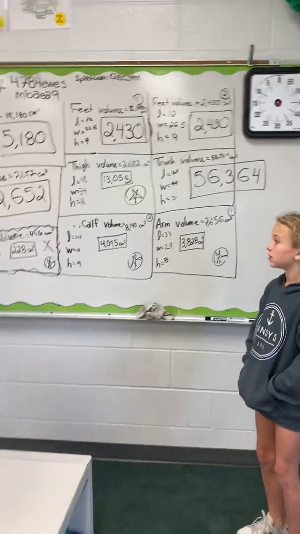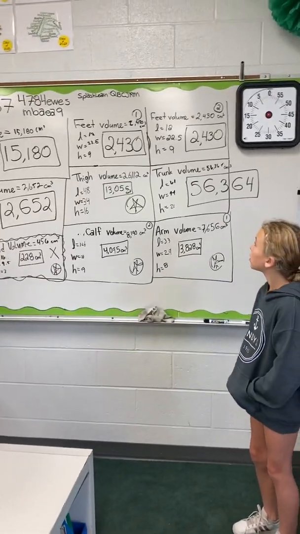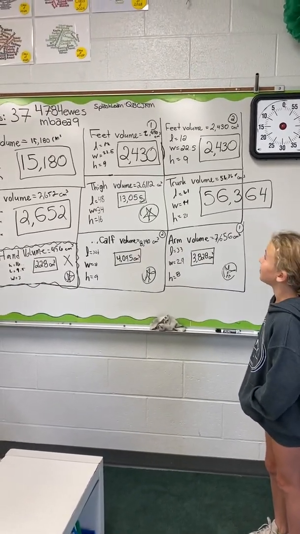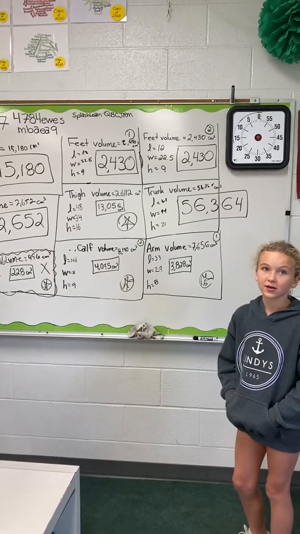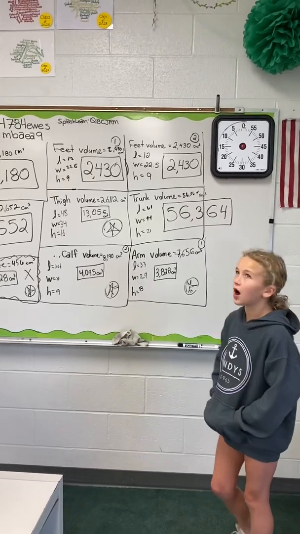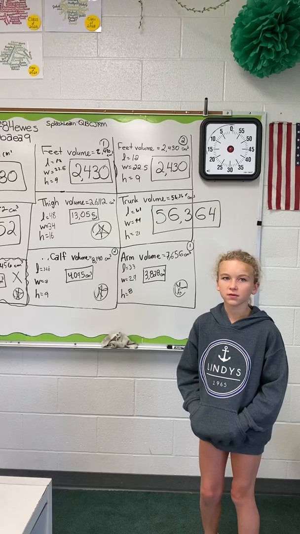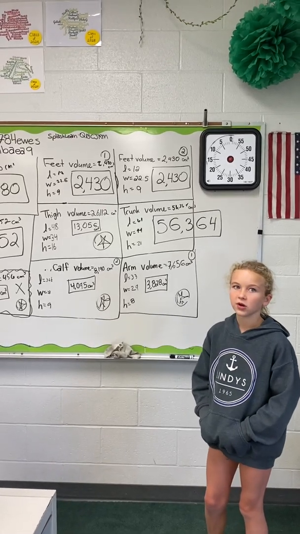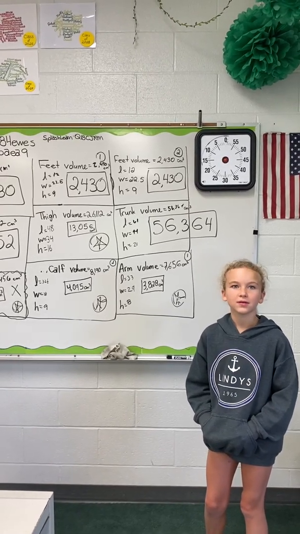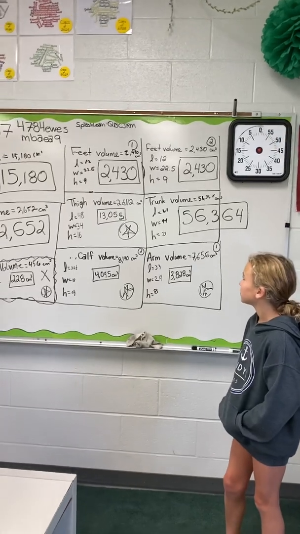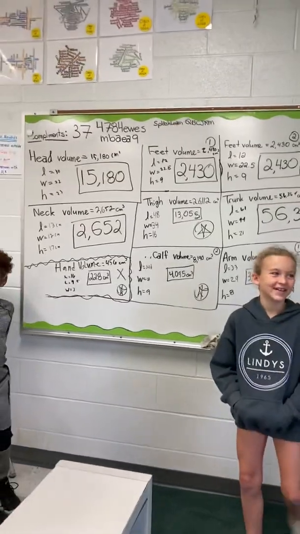Awesome. And then today, we did what? We added all those together. Okay. And do you remember what our total was? 100,035. What are the units there? Centimeters. Okay. So 100,035 cubic centimeters.